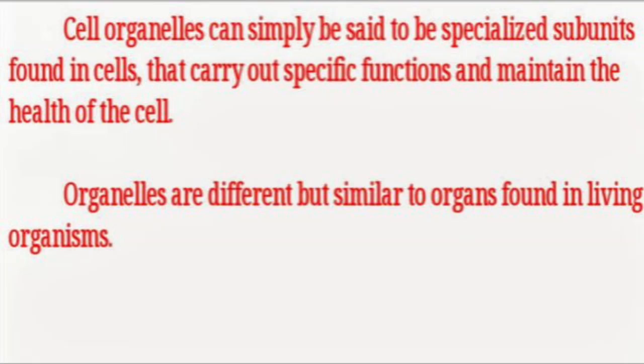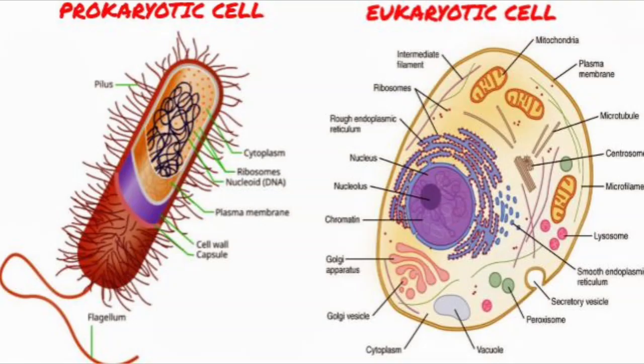Before delving deeper into cell organelles, it should be noted that cells are broadly categorized into two: the prokaryotic cell and the eukaryotic cell. The prokaryotic cells are the virus, bacteria, etc., and these are cells that lack a membrane-bound nucleus and also lack intracellular membranous organelles. The eukaryotic cells, on the other hand, are found in plants, animals, humans, etc. These cells possess a membrane-bound nucleus and also possess membranous organelles.